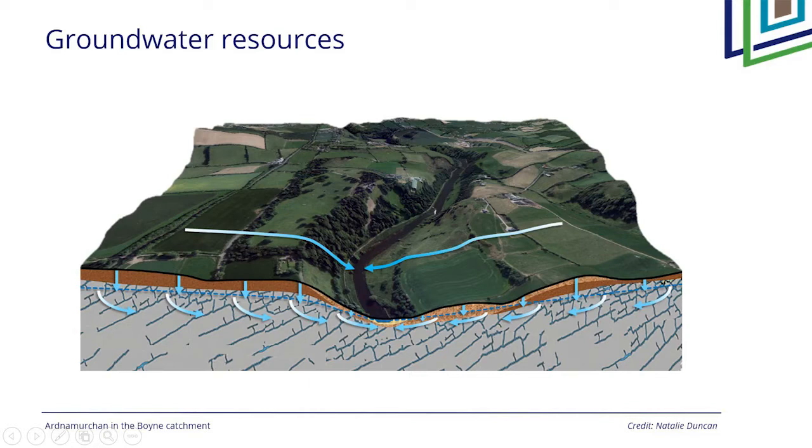But of course, groundwater can get contaminated from surface activity, so by farming or septic tanks or industry. And so we do a lot of work looking at groundwater protection, so understanding where there's vulnerable areas, where there's well-protected areas, and what measures we need to put in place to protect the groundwater.